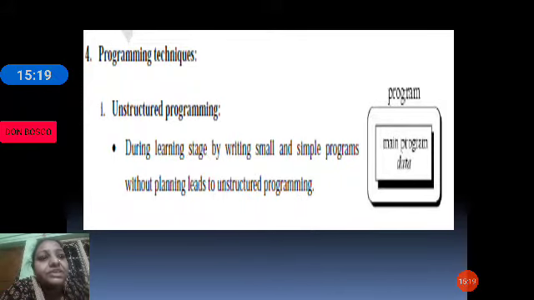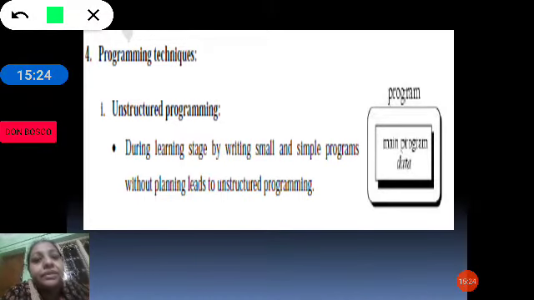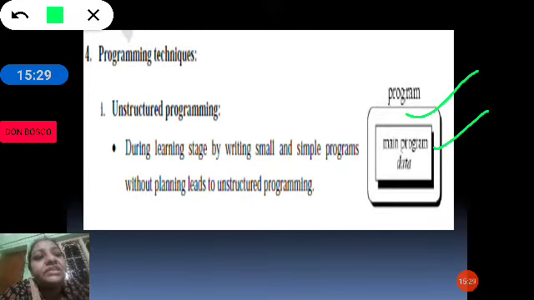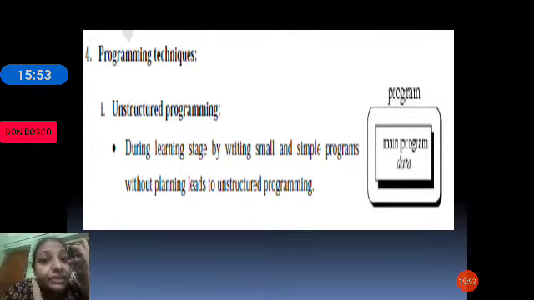That is called unstructured programming. Let us see what is there in an unstructured programming program. So here there is a program, and there is one main program and there is data. Unstructured programming is one of the programming techniques which is used by beginners who write simple and small programs. In unstructured programming there is only one program, that is the main program, and there is the main program's data. So that is called unstructured programming.